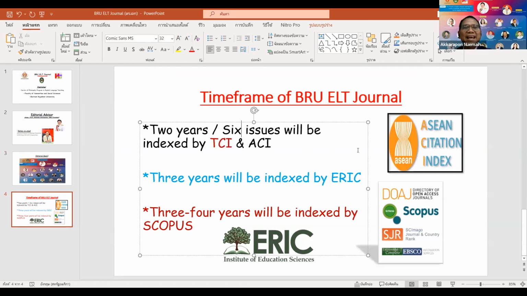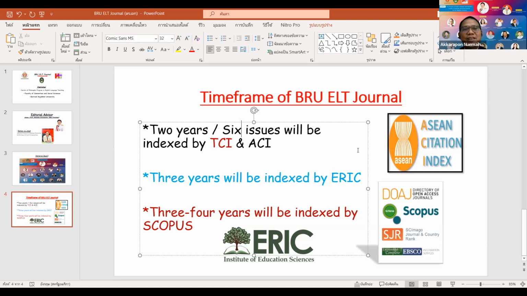We are planning to get it indexed by TCI. I don't mind tier 1 or tier 2, but at least it must be tier 2. And also ACI at the same time. ACI means ASEAN Citation Index. TCI means Thailand Citation Index. So I think we can do it within 2 years, and it will be indexed by TCI and ACI.